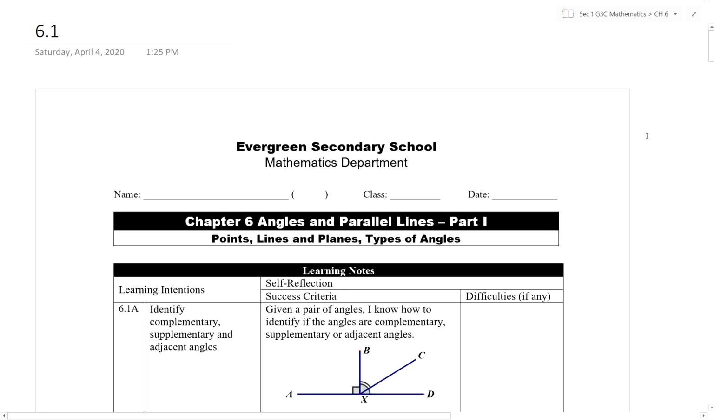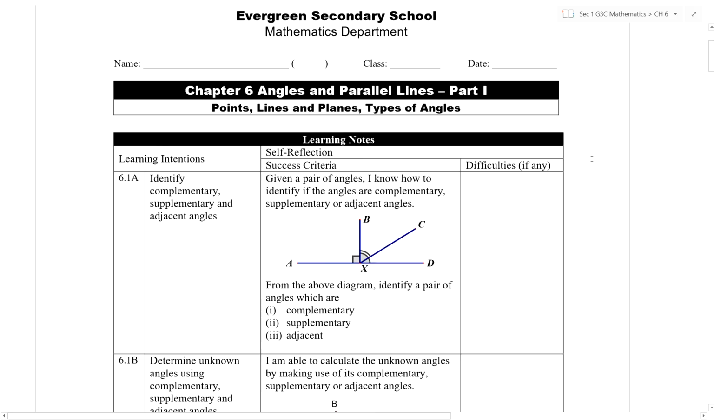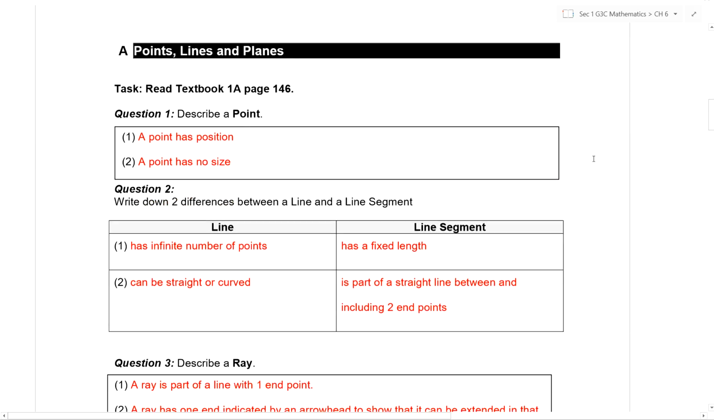This is a video for the introduction to chapter 6, part 1 on angles and parallel lines. We first need to understand what some of these terms are. The following information can also be found in your textbook.